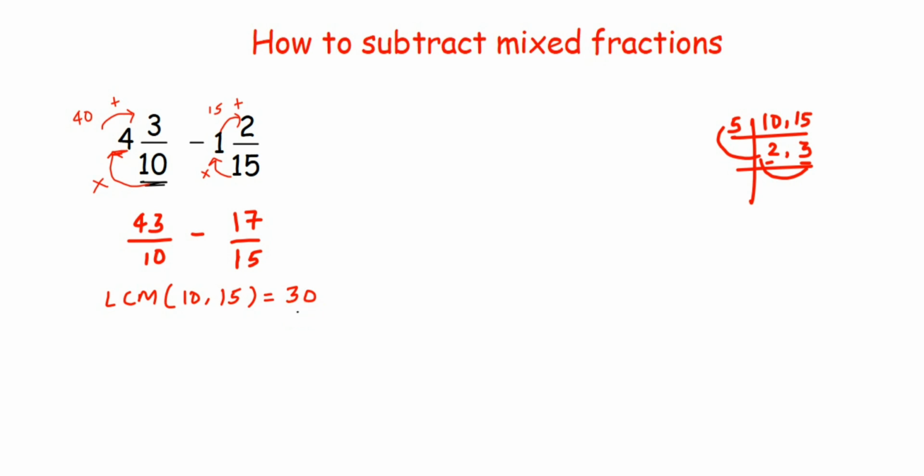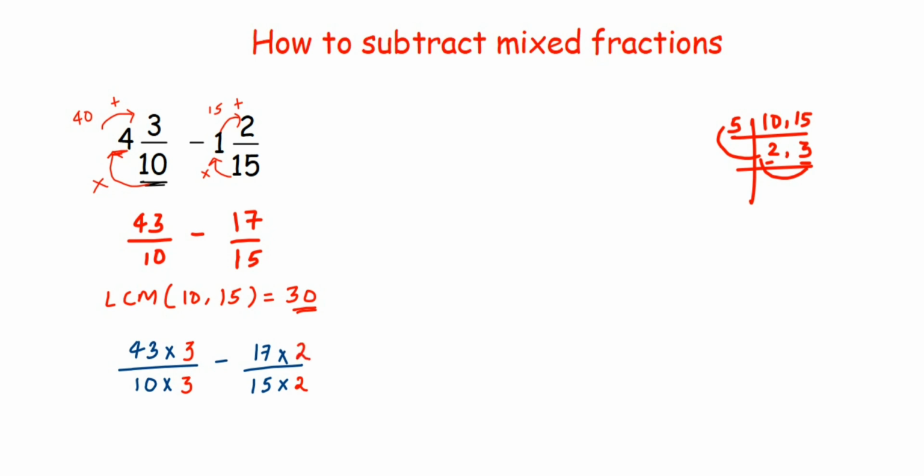So we have 43 over 10. With what number should we multiply 10 to get 30? We know that 10 times 3 is 30, so we'll multiply 3 in the denominator and also in the numerator. Whatever changes we make, we have to do in both numerator and denominator. Then we have minus 17 over 15. Again, think of a number. We have to multiply 15 by a certain number to get 30. What is that number? 15 times 2 is 30. So we multiply 2 in the denominator and in the numerator.